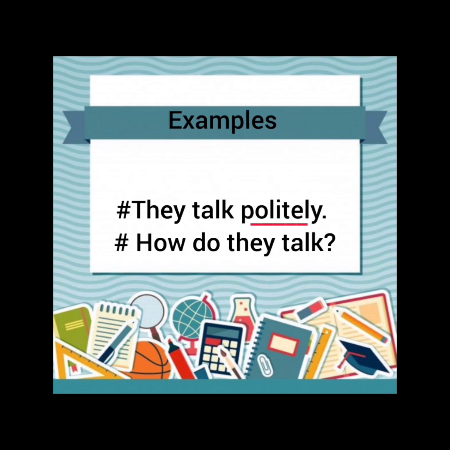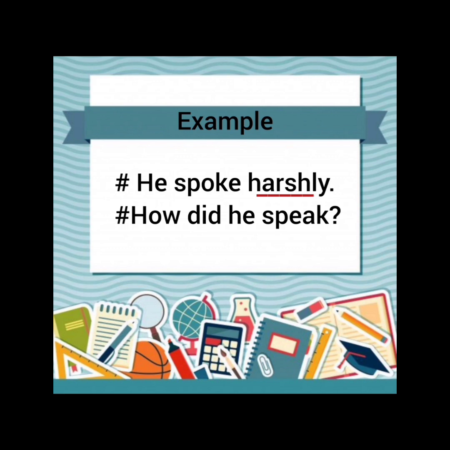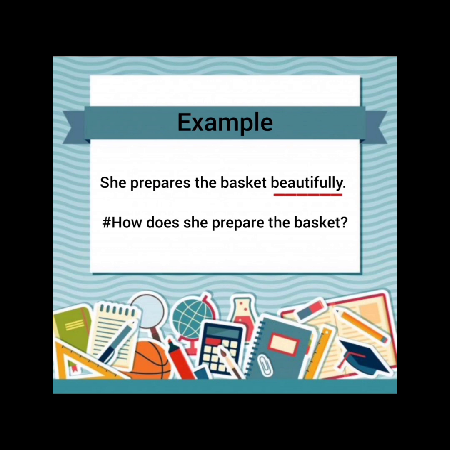They talk politely. Now, they is the subject, talk is the verb, and politely is an adverb that tells us how they talk. He spoke harshly. Spoke is an action word here, and harshly is used to modify this verb. She prepares the basket beautifully. Now, she is the subject, prepares is the verb, the basket is our object, and beautifully is used to modify the preparation. Like, how does she prepare the basket?